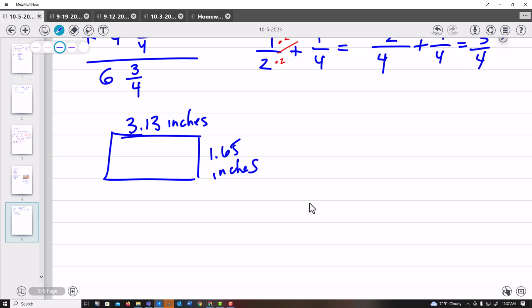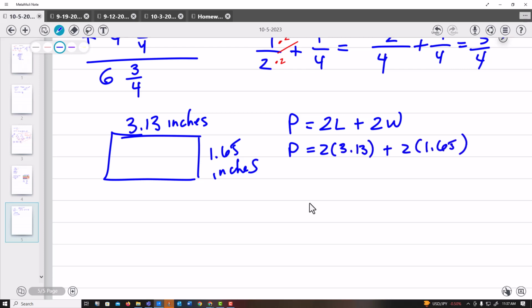So remember, how do you find the perimeter? The perimeter equals 2 times the length plus 2 times the width. So it would be 2 times 3.13 plus 2 times 1.65. Off we go to multiplying. You know, instead of multiplying, you're just doubling these, right? If I can write where it's not ugly. So that would be 6, that would be 2, that would be 6.